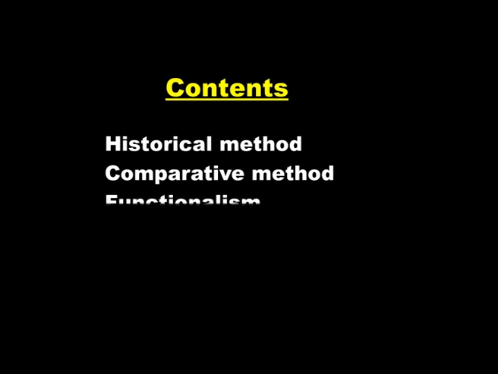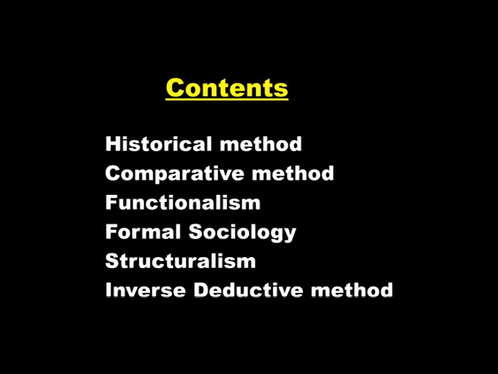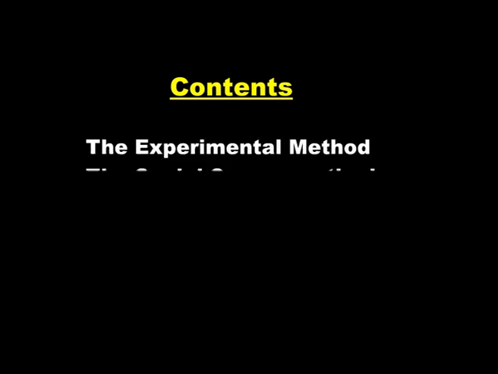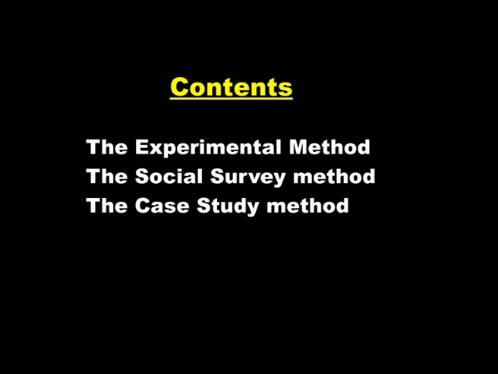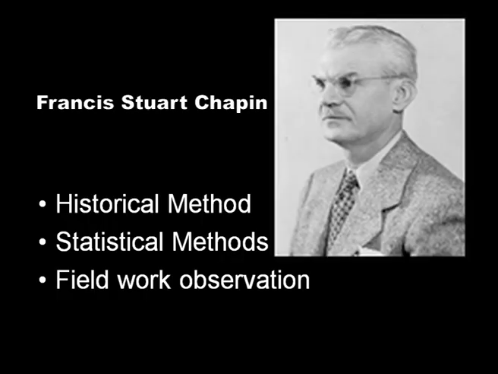The contents of today's class are historical method, comparative method, functionalism, formal sociology, structuralism, inverse deductive method, the experimental method, the social survey method, the case study method. According to Chapin, there are three main methods, namely historical method, statistical methods, fieldwork observation.